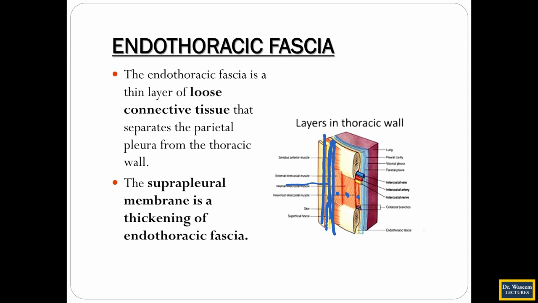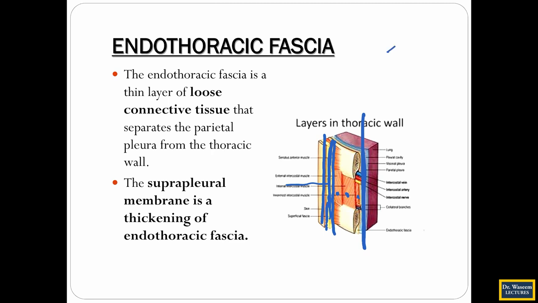Three more layers means after this comes a fascia. This fascia is called the endothoracic fascia, which is touching the innermost intercostal. The endothoracic fascia is a loose connective tissue, which is in fact touching the inner aspect of the last muscle, that is the innermost intercostal muscle. This is called the endothoracic fascia.